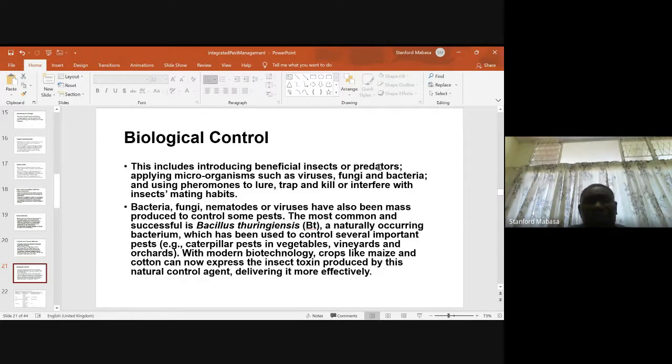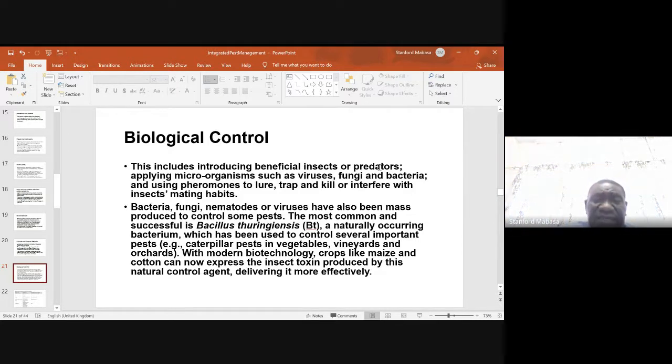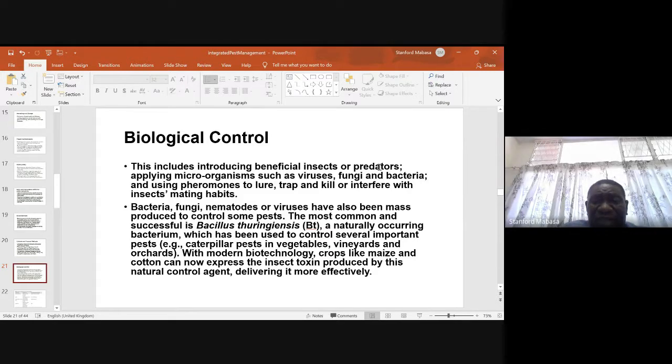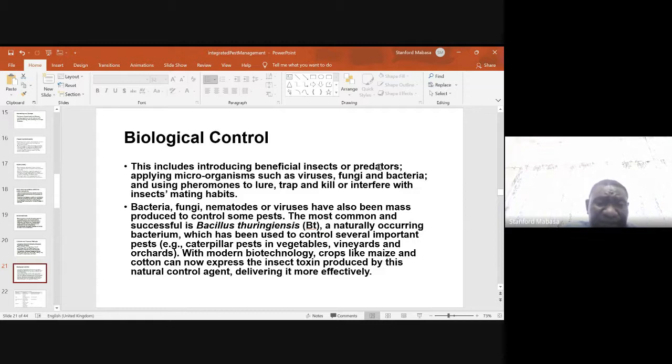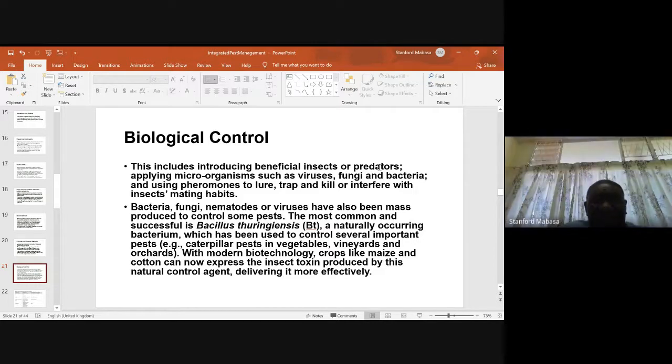The most common and successful one is this Bacillus thuringiensis, BT, which is a naturally occurring bacterium, which has now been used to control pests such as caterpillar pests in vegetables, vineyards, and orchards.